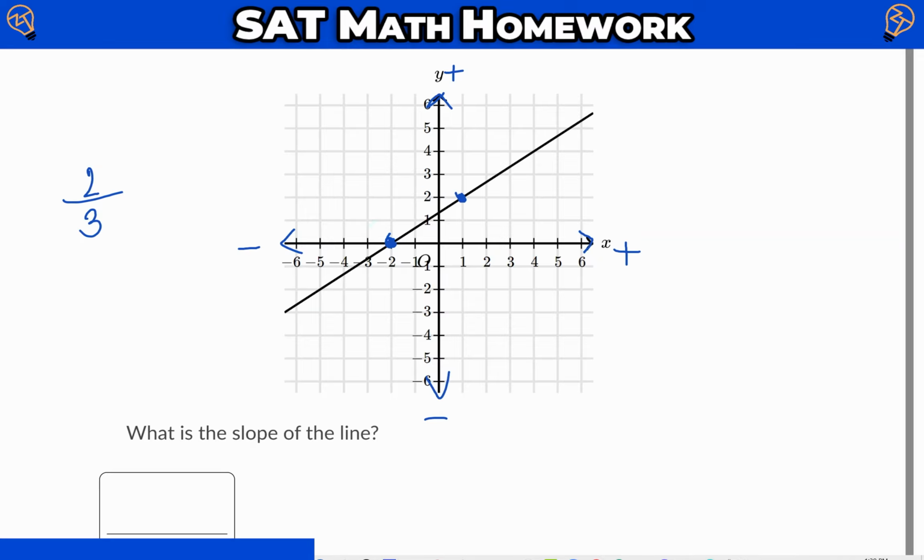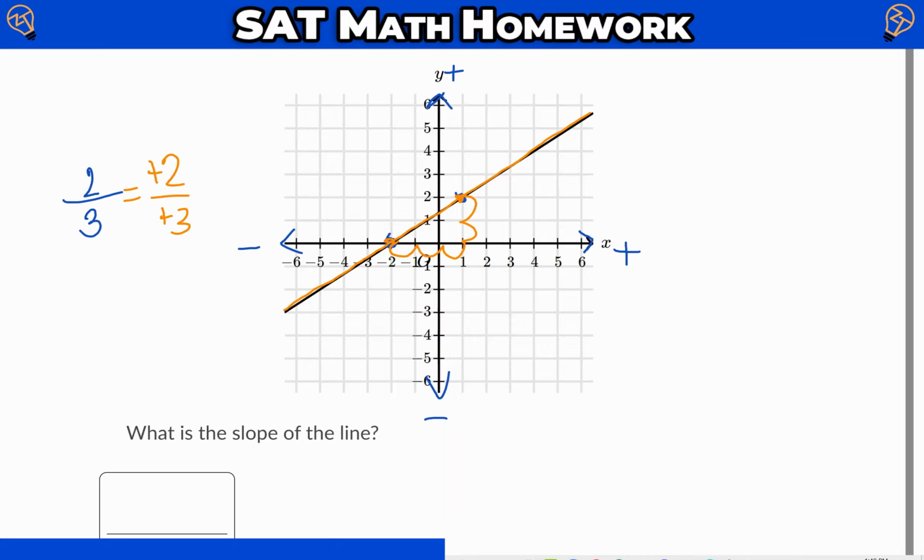If instead you wanted to go from the higher point and work your way down to this lower one, I would do the same thing, but notice I'm going down 2, so a negative direction, and left 3, also a negative direction. So 2 negatives make a positive. My answer is still 2/3. And that makes sense because the line is rising from left to right. If instead it were falling from left to right, that would be consistent with a negative slope.